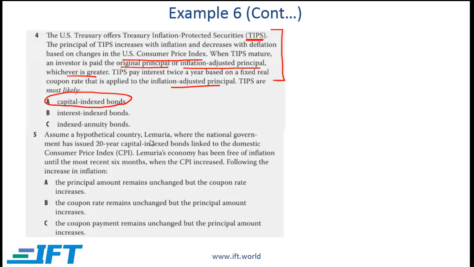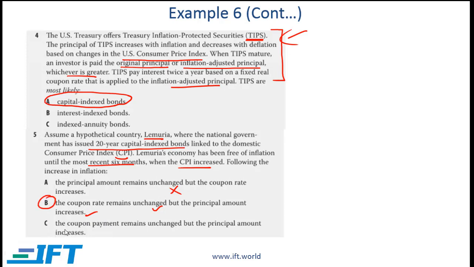Here we go back to a hypothetical country. The national government has issued 20-year capital indexed bonds, so that would be like TIPS, linked to the domestic CPI. The economy has been free of inflation until the most recent 6 months, when the CPI increased. Following the increase in inflation, what will happen? The principal amount remains unchanged. That's clearly not true. The coupon rate remains unchanged. That looks right. But the principal amount increases. That also looks right based on what we've seen here. So B is the best answer.